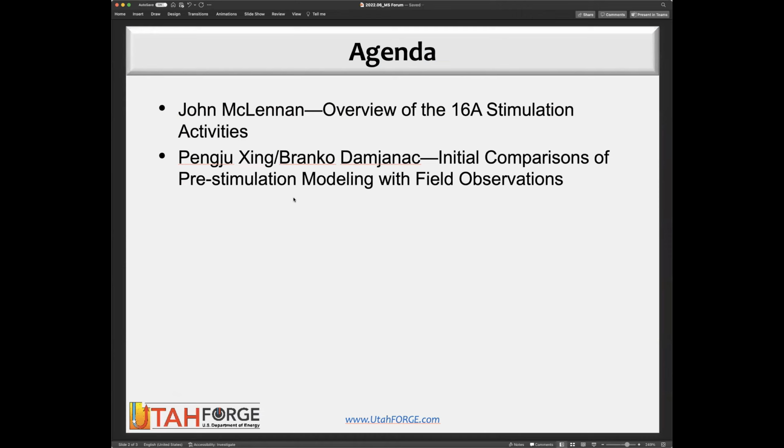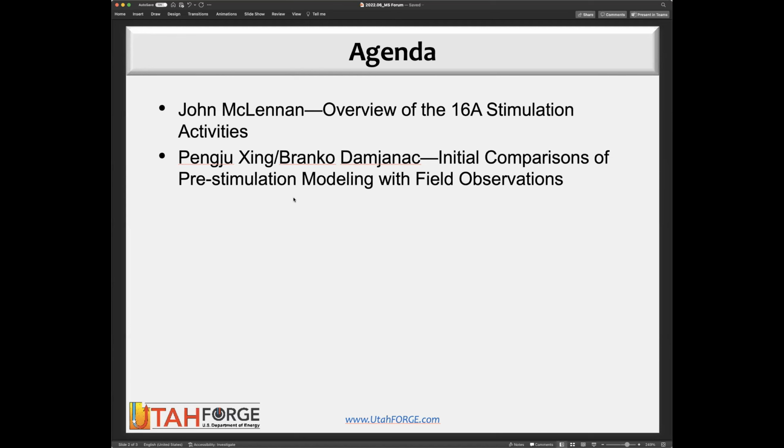I know I gave a very brief highlight last meeting, but that was essentially nowhere near the thoroughness and the full detail that John will be able to give us today. And then following John, Peng Xing and Branko Demjanic will give a very brief, quick overview of some initial comparisons between the pre-stimulation modeling that we did as part of the Forge team with the field observations. And following that, I think we'll be able to talk about some path forward.